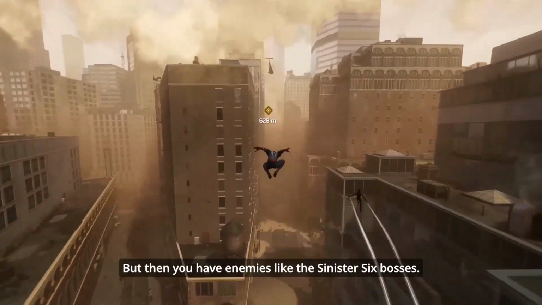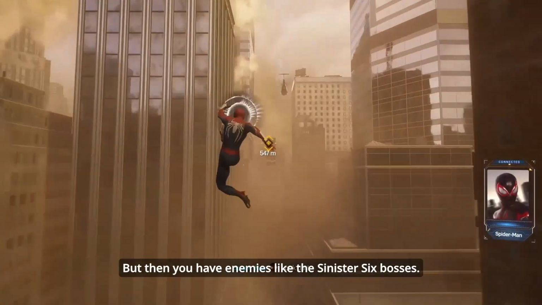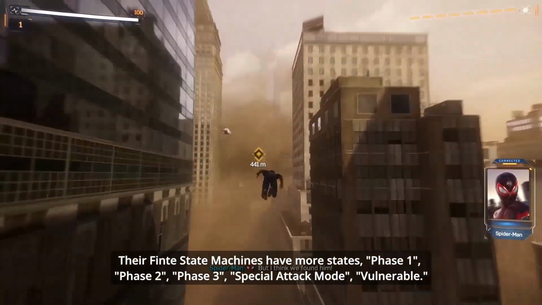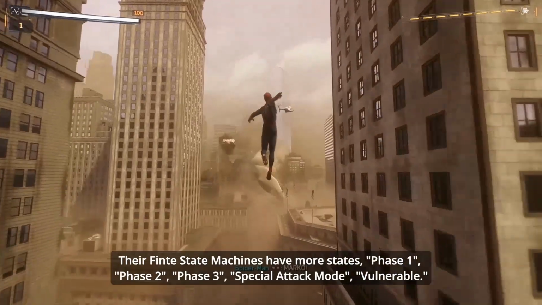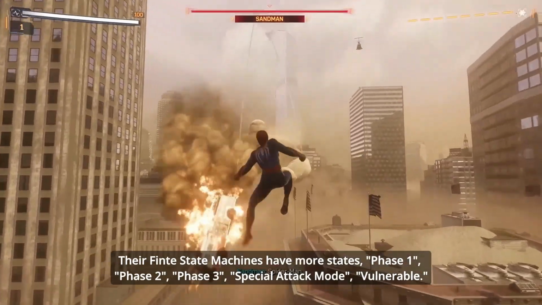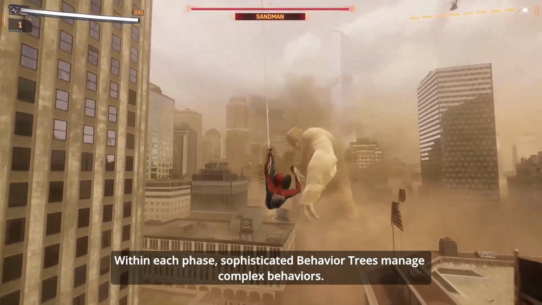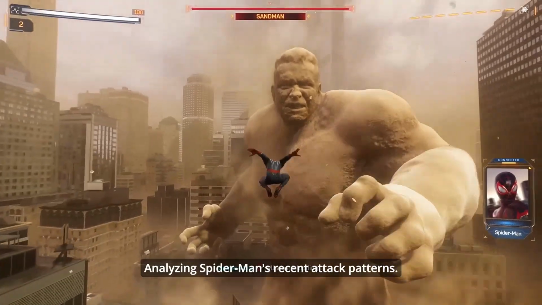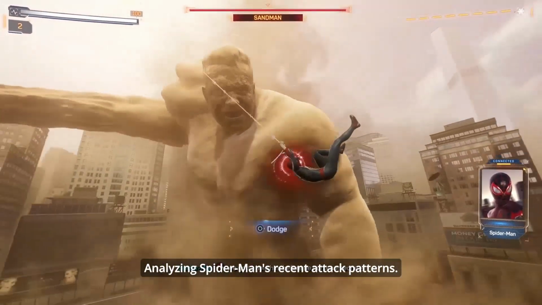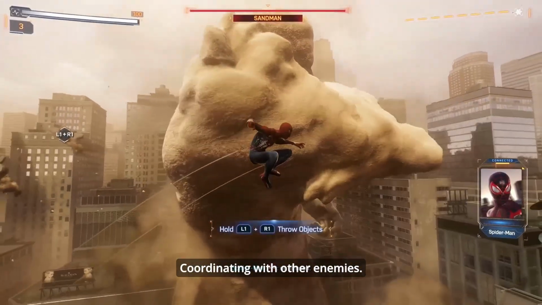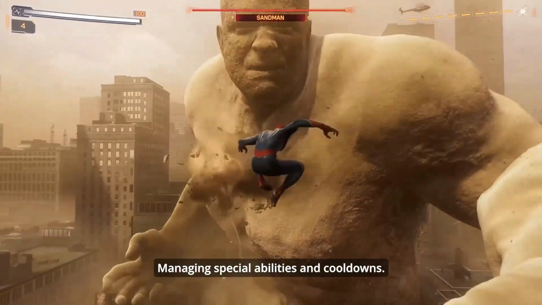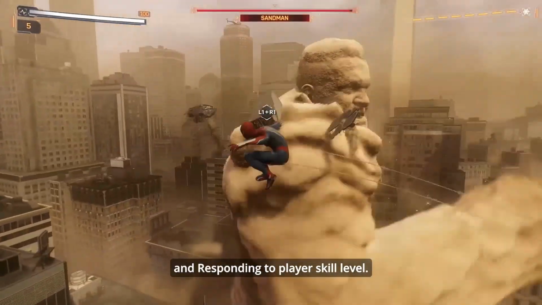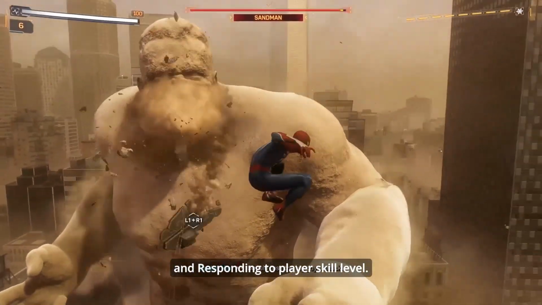But then you have enemies like the Sinister Six bosses. Their finite state machines have more states: Phase 1, Phase 2, Phase 3, Special Attack Mode, Vulnerable. Within each phase, sophisticated behavior trees manage complex behaviors, analyzing Spider-Man's recent attack patterns, coordinating with other enemies, managing special abilities and cooldowns, adapting to environmental factors, and responding to player skill level.